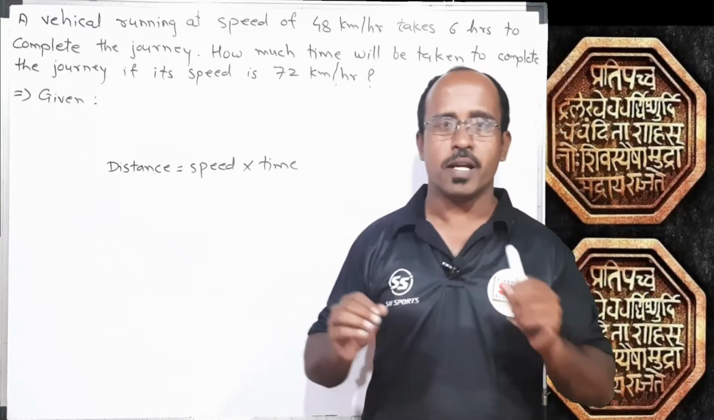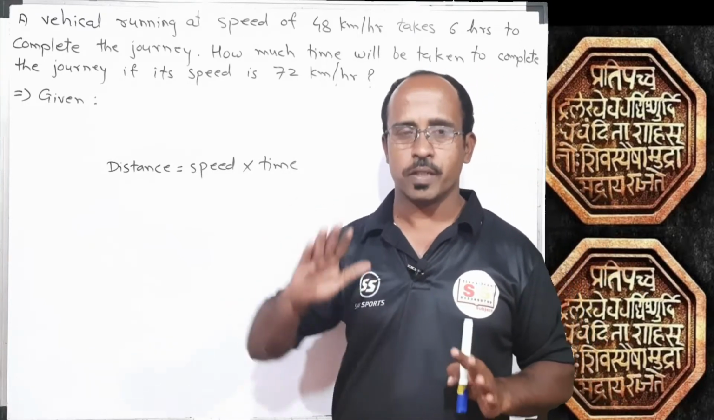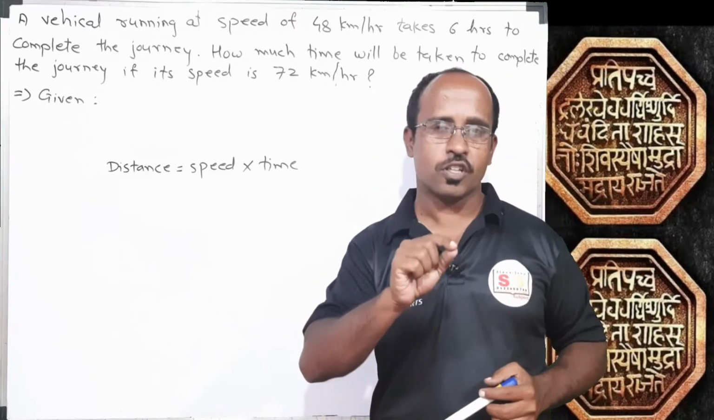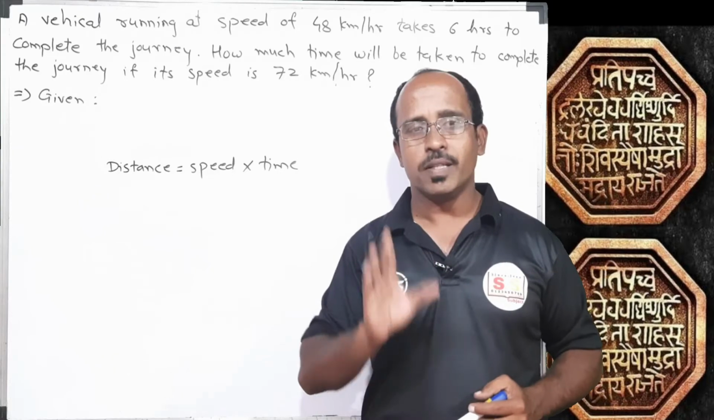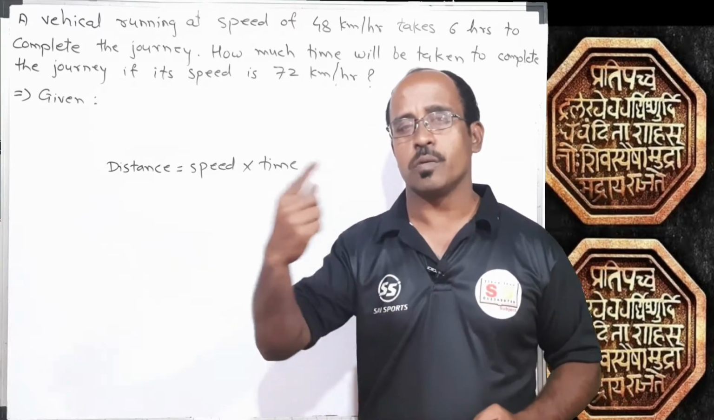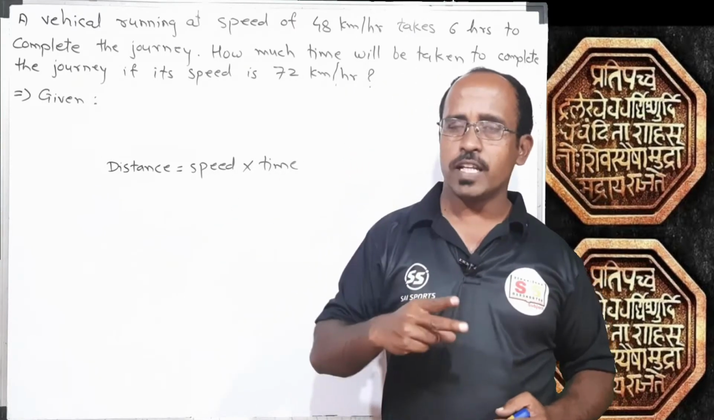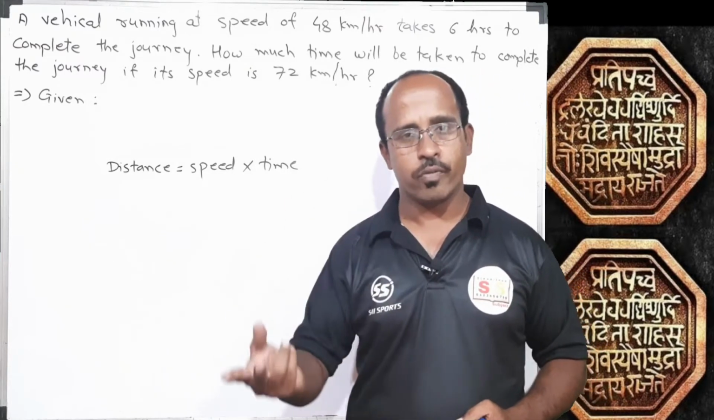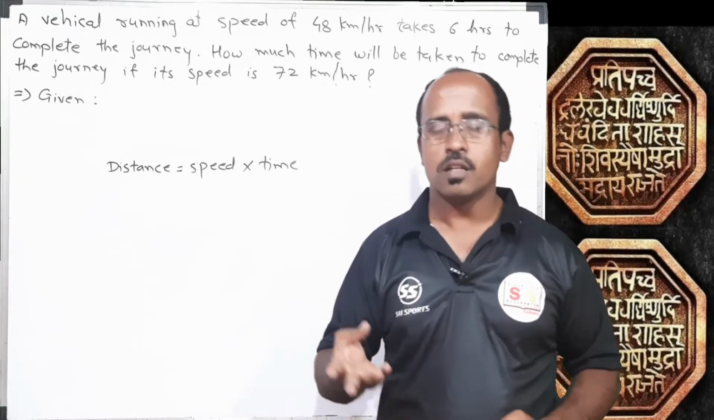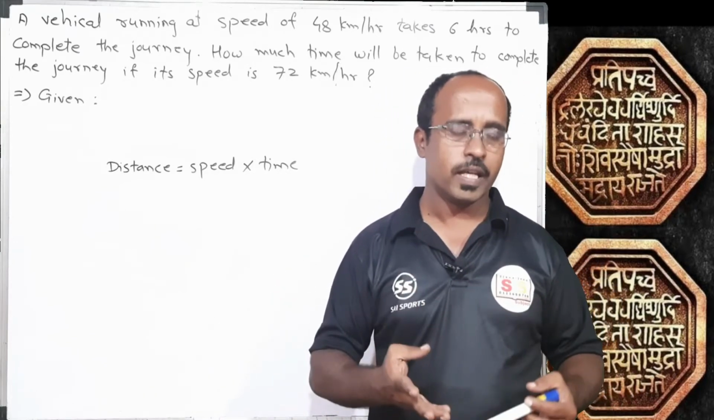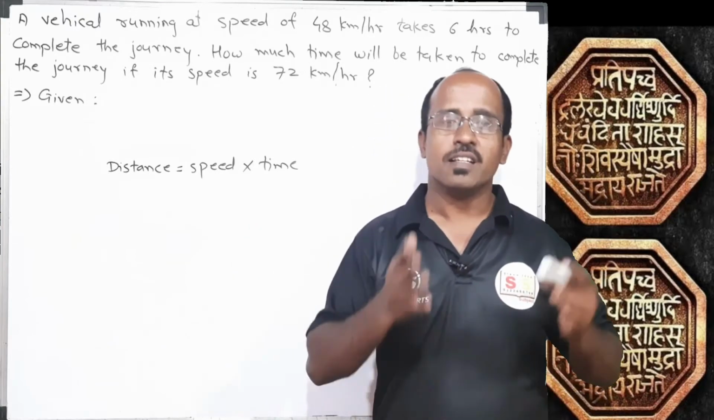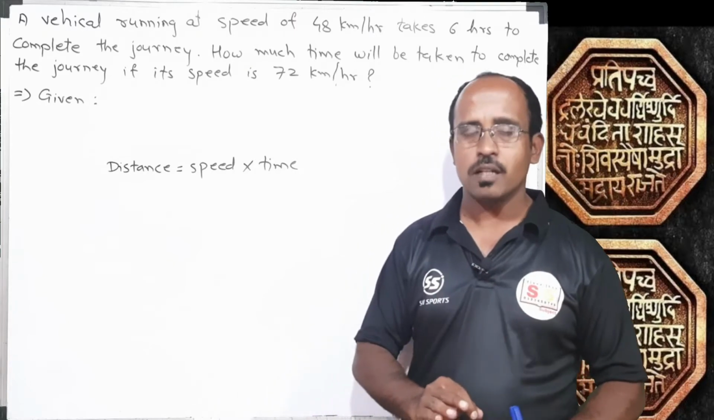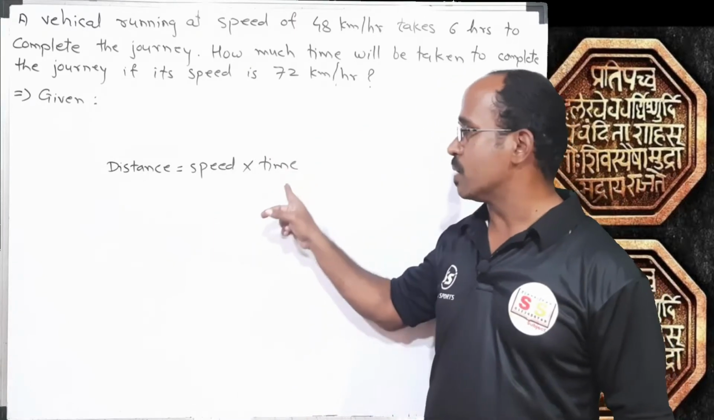Suppose you are traveling by a car with constant uniform speed, without changing the speed of the car. The speed of the car is 60 kilometers in 1 hour. Means that the car is able to travel 60 kilometers in 1 hour. So how much will it travel in 2 hours? 60 plus 60, 6 twos are 120. In 4 hours, 6 fours are 240. In 10 hours, 60 times 10 is 600. Means the distance covered by the car is nothing but the speed of the car multiplied by time.